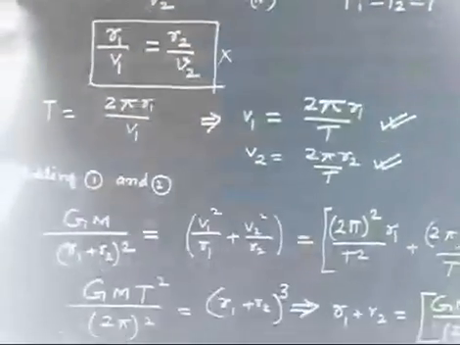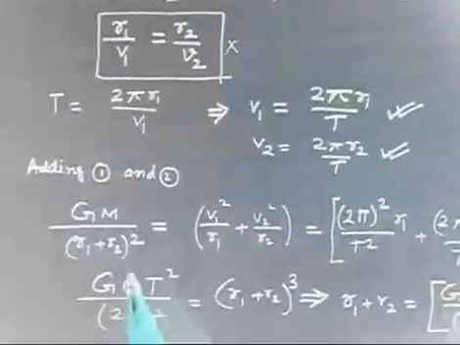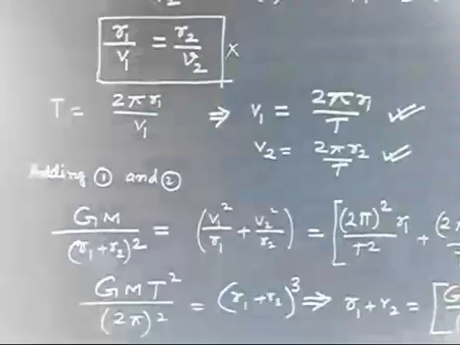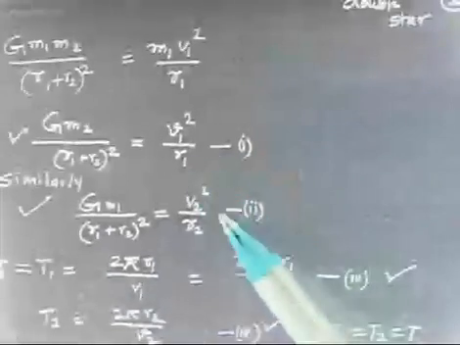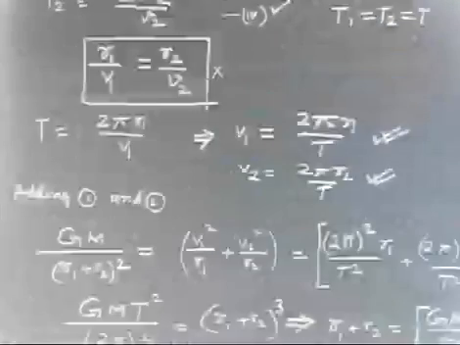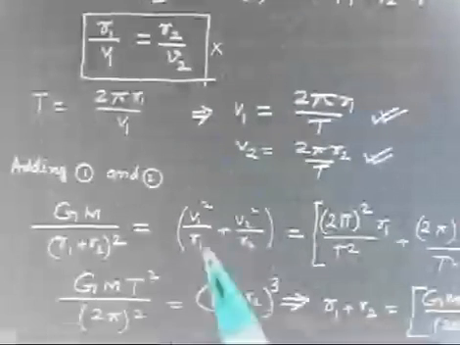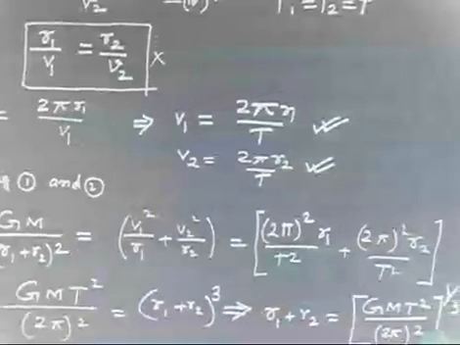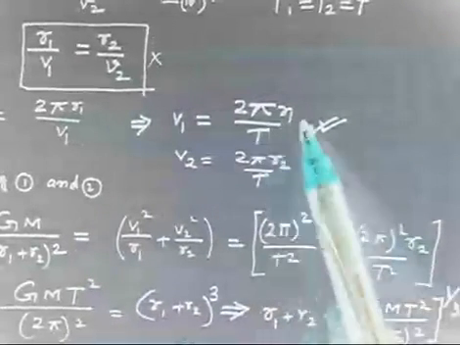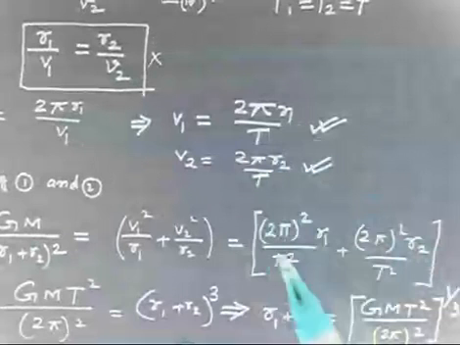So I can write Zm by R1 plus R2 whole square. This will be V1 square by R1, and here you have V2 square by R2. Now we have already derived V1 is 2 pi R1 by T and V2 is 2 pi R2 by T.